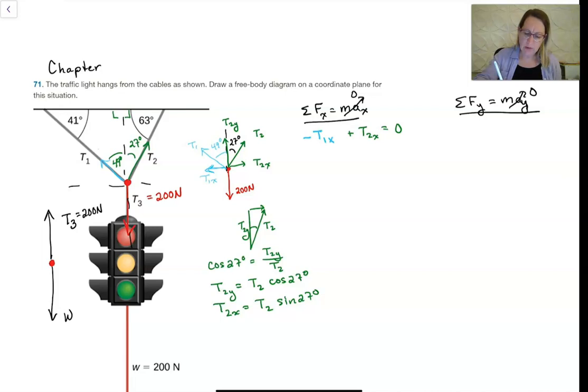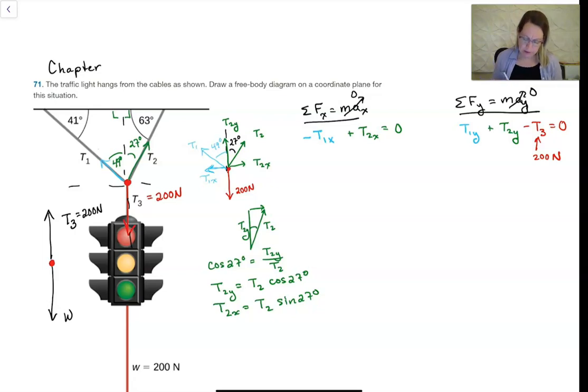And in the Y direction, we have T1Y plus T2Y. Those are both up, minus T3 is equal to 0. And T3 we know is 200 newtons. But we don't know what T1 and T2 are, but we can find those just by plugging in these kinds of values.